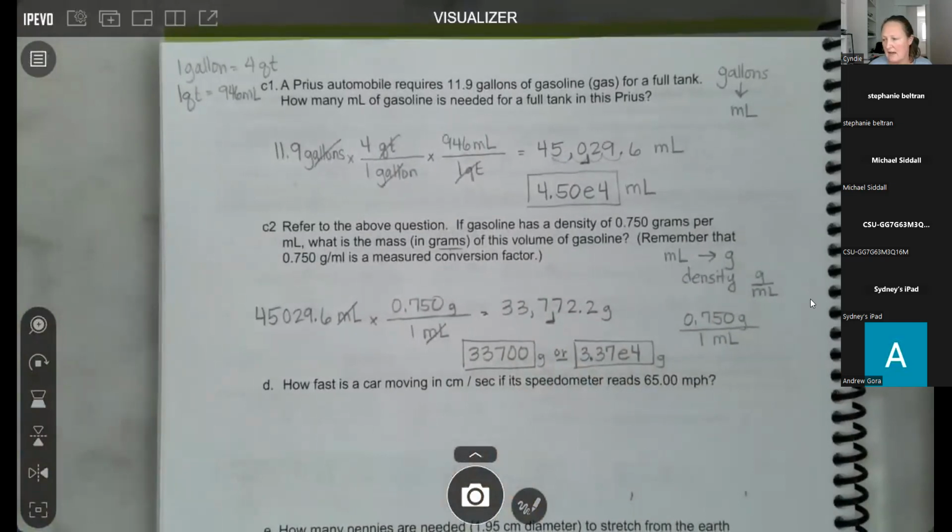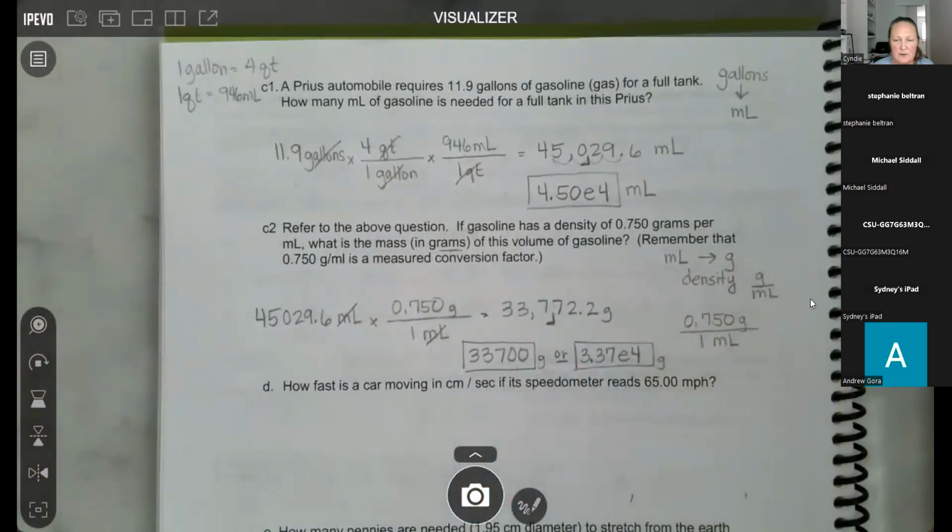Okay, questions on that one? So density can be used as a conversion factor to go from a mass to a volume or vice versa. I had a quick question. Yeah. So for C1, why would it be three significant figures instead of one, since four is just one? Does that make sense? Yeah, that makes sense.